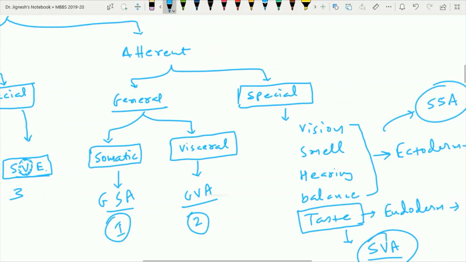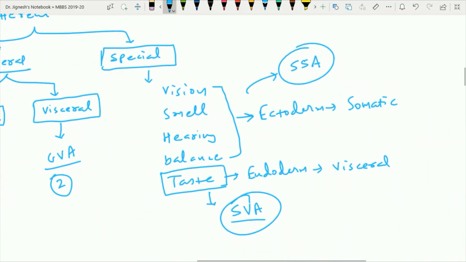In case of the special sensations, we have the special visceral afferent component, which is actually for the taste sensation, and the special somatic afferent component, which is mainly vision, smell, hearing as well as balance, because of the differentiation in the development of the mucous membrane from which these sensations arise.